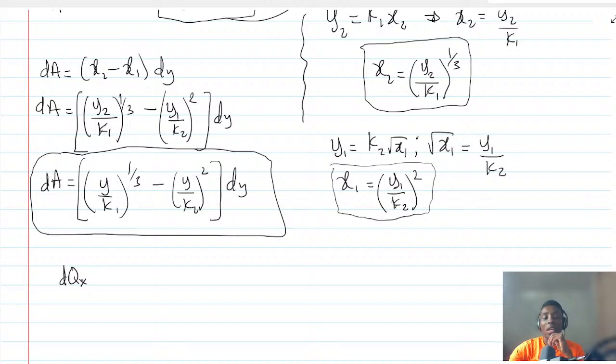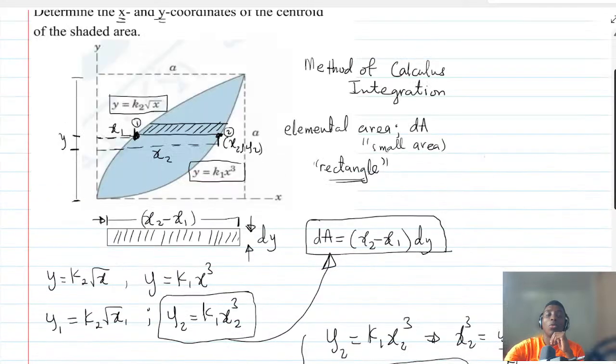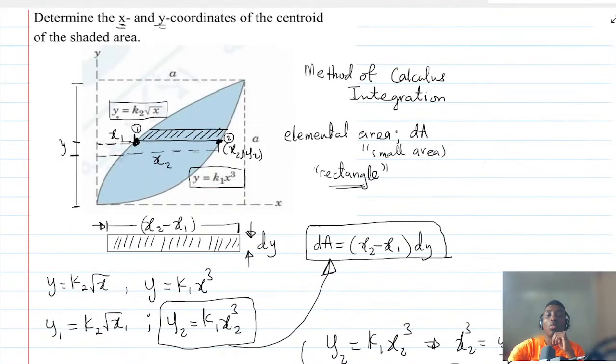They are of different curves. However, the function is all about y. So the function is all about y. But then y1, x1 was about the point.